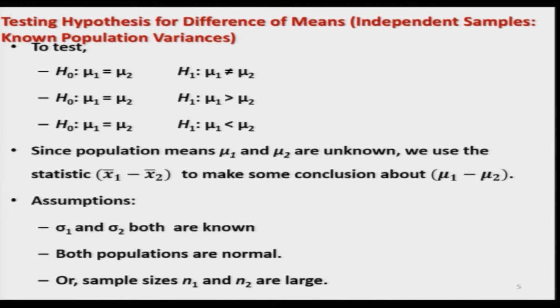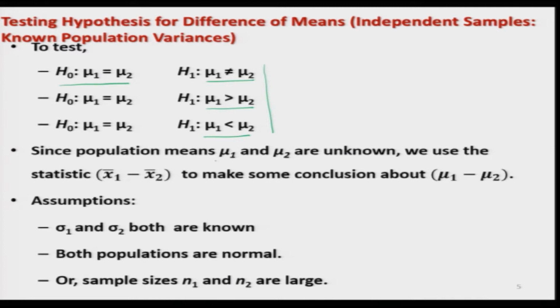So there can be three possible alternative hypotheses against the null hypothesis H naught: mu1 equal to mu2. This alternative can be two sided or one sided: mu1 is not equal to mu2, mu1 is greater than mu2, or mu1 is less than mu2. Now these things are very simple for you to understand.